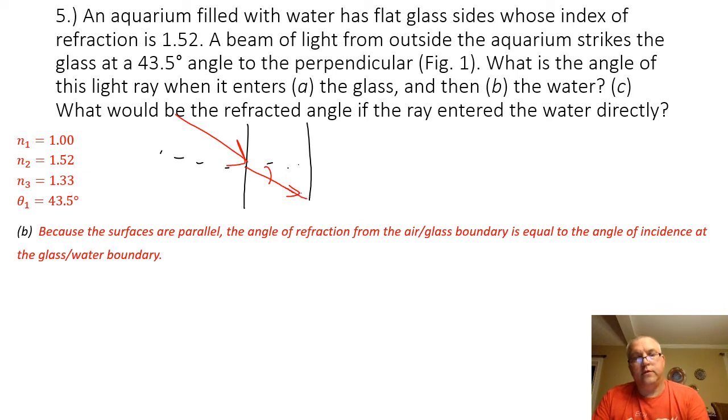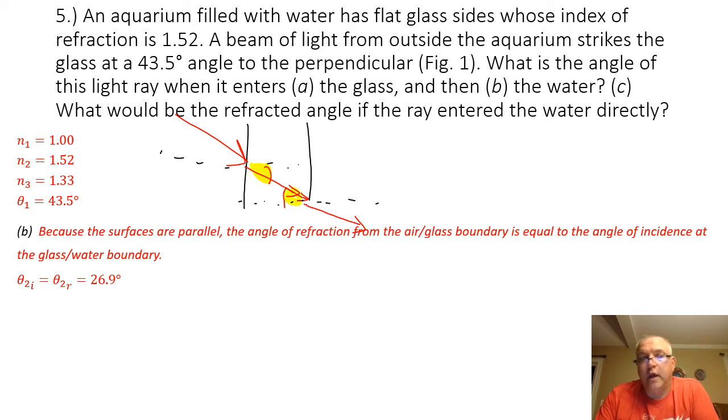Now, as this continues to the air-water boundary, again, let me draw a normal to this boundary here. It's going to refract again, like so, and this is going to be my angle of incidence from the glass into the water. And this angle, because they're alternate interior angles, are going to be the same. So my angle of incidence going from the glass to the water is going to equal my angle of refraction from the air into the glass, and that was 26.9 degrees.